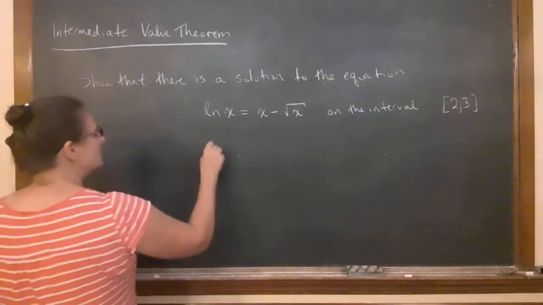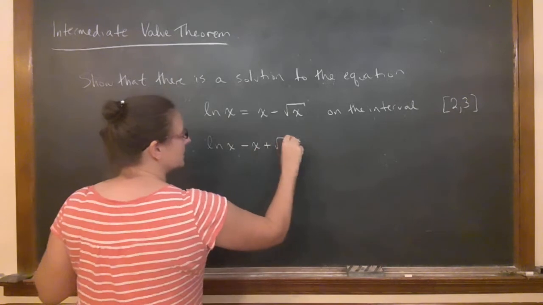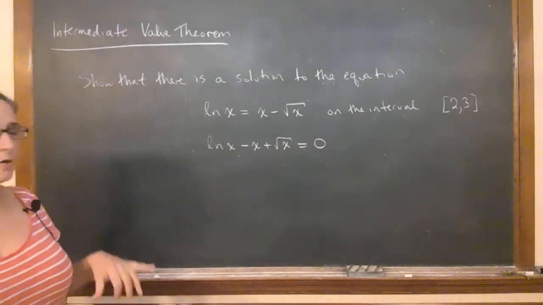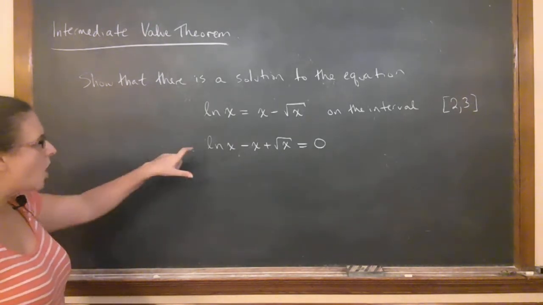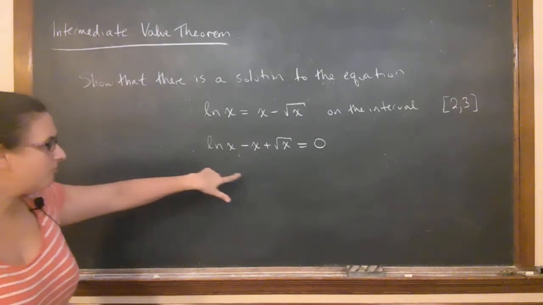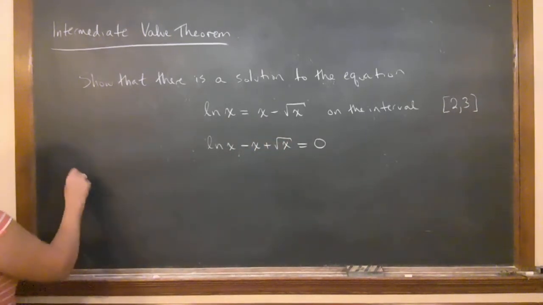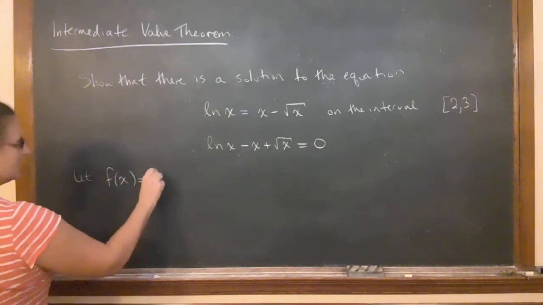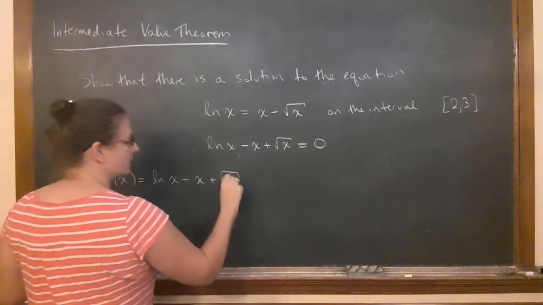So here's what I'm going to do. I'm going to write ln x minus x plus root x equals 0, rewriting my equation in that form. Now, if I call this function f of x, that's going to be my left-hand side: ln x minus x plus square root of x.